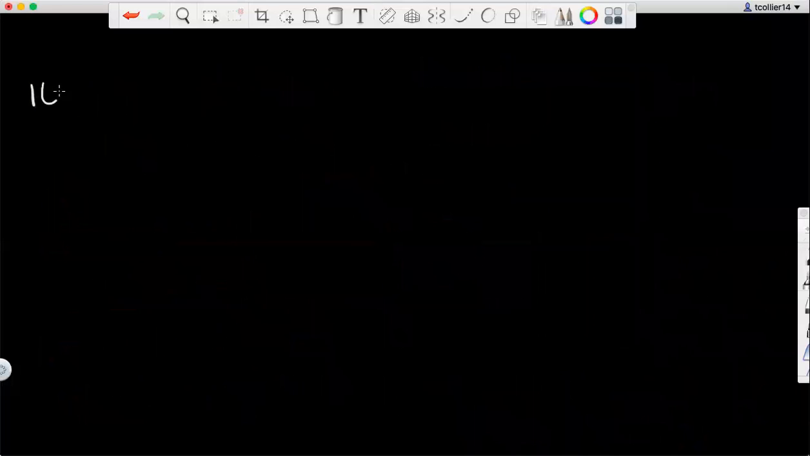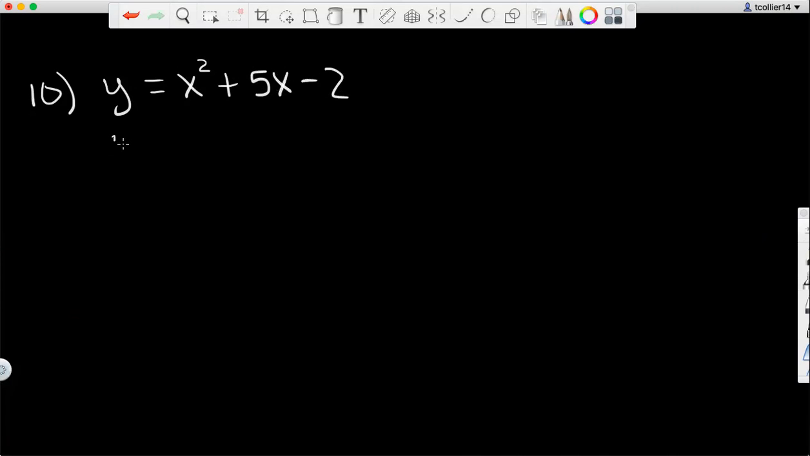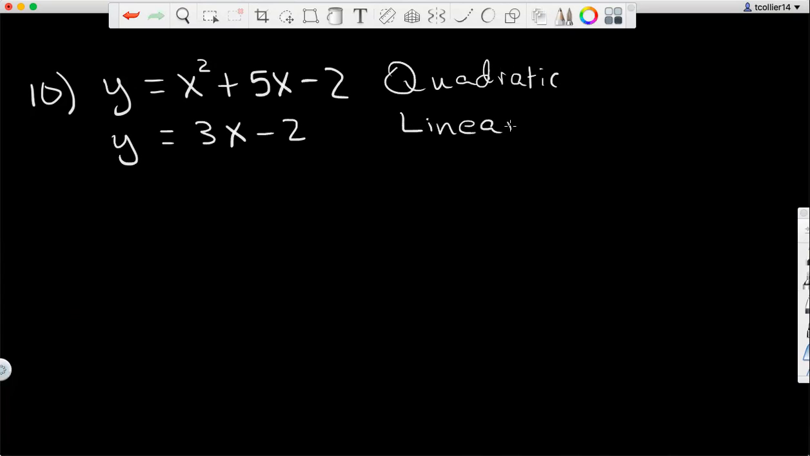Okay, 10. We've got the same type of question, just different numbers. So I've got y equals x squared plus 5x minus 2, and y equals 3x minus 2. So this is going to be my quadratic part. I'm going to put that on the left side. This is my linear part. I'm going to put that on the right side. So I'm going to get x squared plus 5x minus 2 equals 3x minus 2.